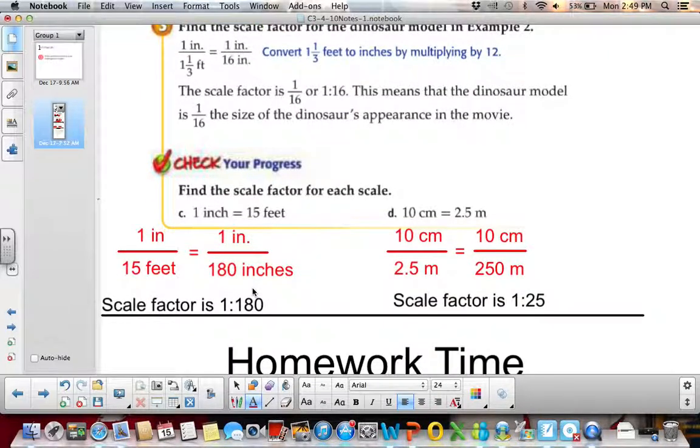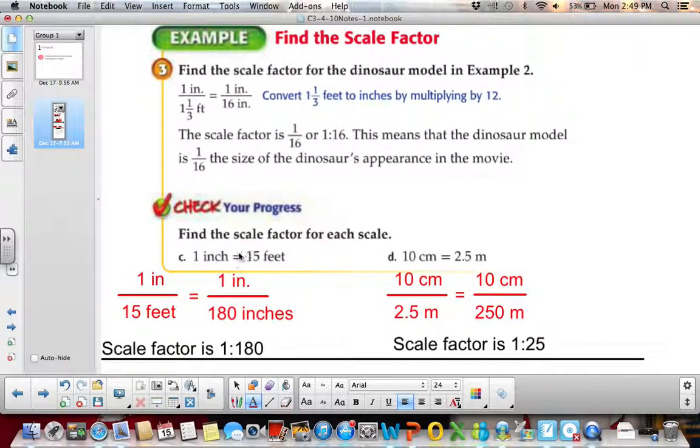If we want to find the scale factor for each of these, if 1 inch equals 15 feet, we know that there are 12 inches in a foot. So we go 1 inch over 15 feet, and we just multiply 15 by 12. Our scale factor then would be 1 over 180, and I just wrote it like this, 1 to 180. You can write it either way.